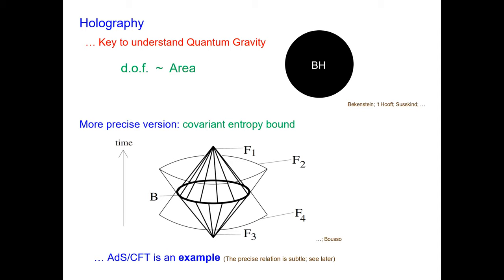And you can formulate this rather precisely: if you think about any codimension-two surface B, and send in light rays from this B, the entropy on this light sheet is bounded by the area of B in general spacetime. So not just for a black hole, and we can generalize that to more general spacetime structures.